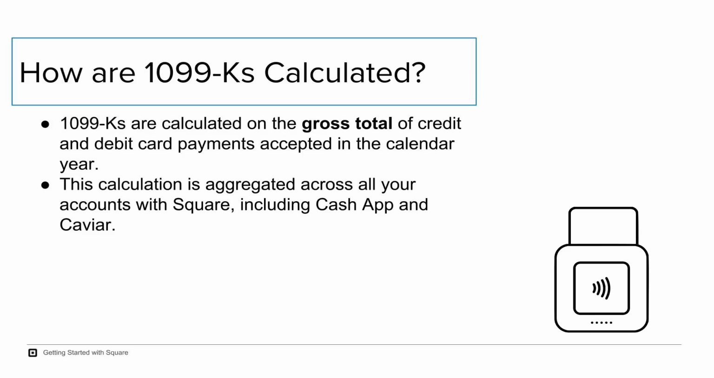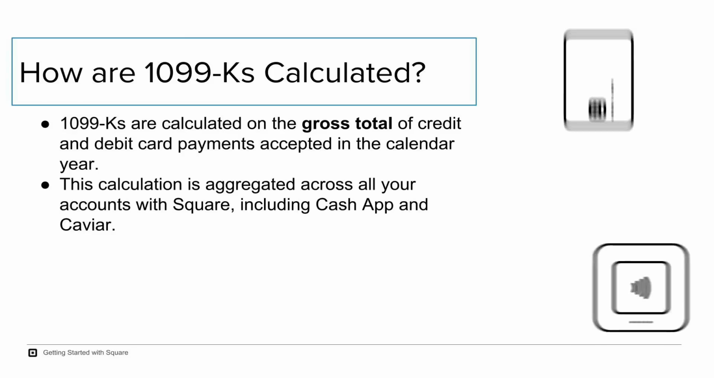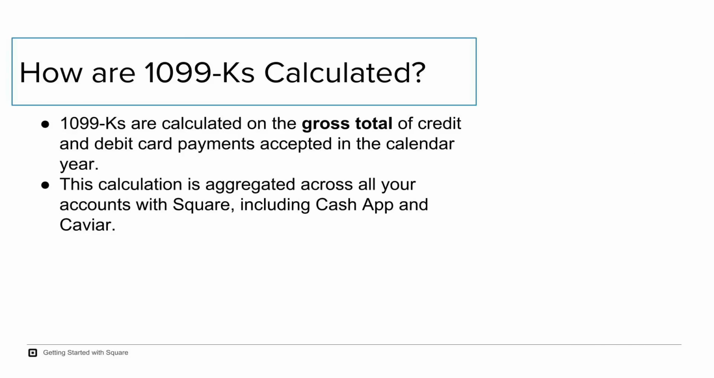So for example, let's say you swipe a customer's card for $100. Square's fee for card present transactions is 2.75%. So we'll deduct the $2.75 and deposit $97.25 to your bank account. We're required to report the full $100 payment you processed. As a result, the net totals deposited to you won't match the amounts on the 1099K form. We're also required to aggregate and report for all Square accounts associated with the same tax identification number, including any Cash App for business transactions or Caviar delivery transactions.